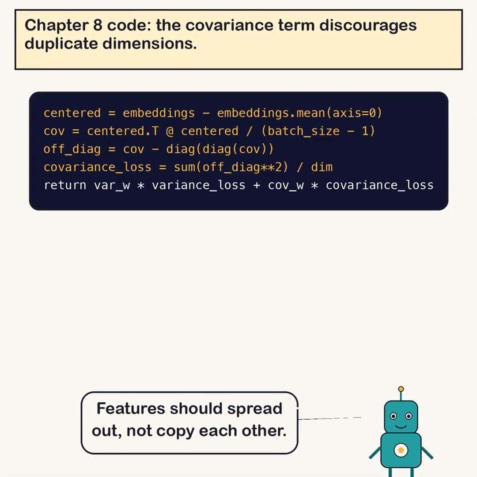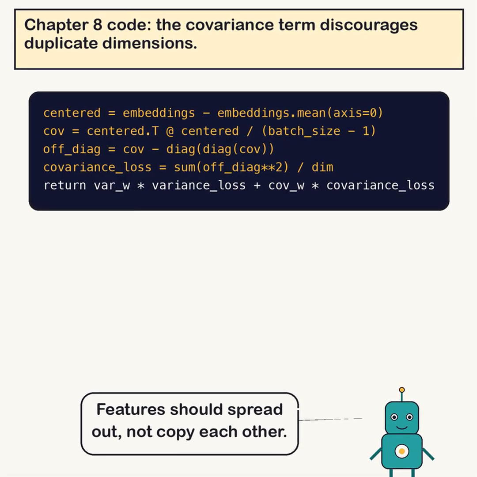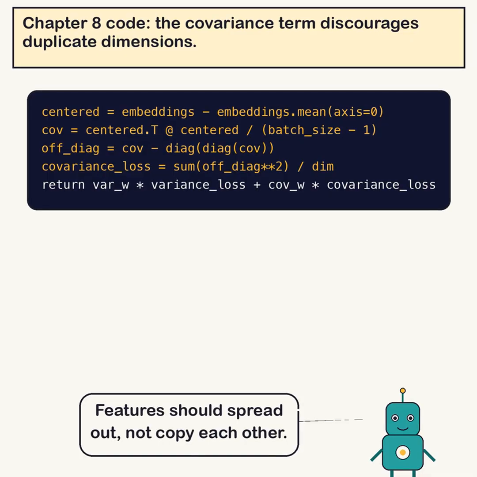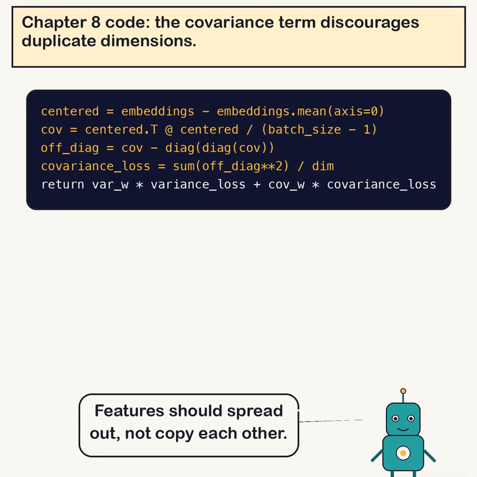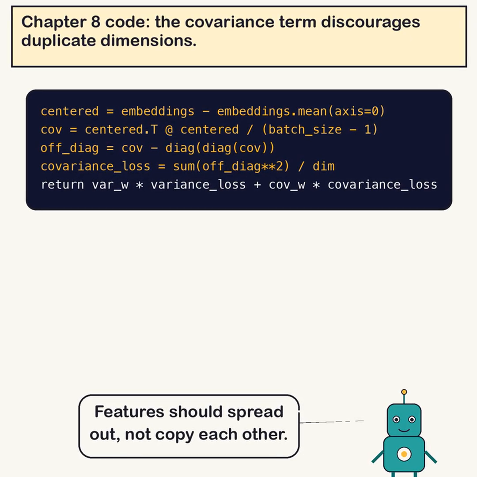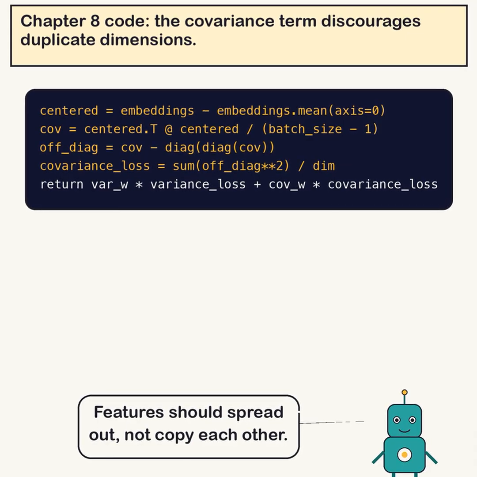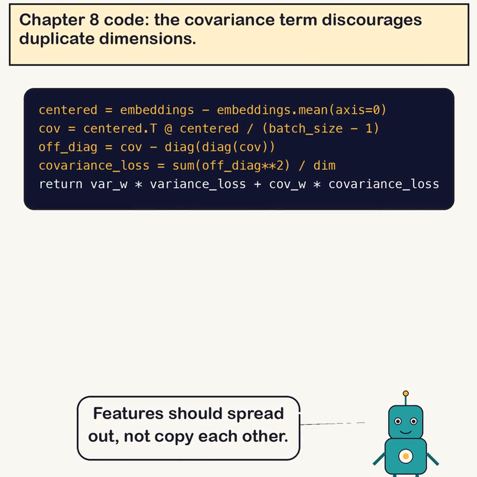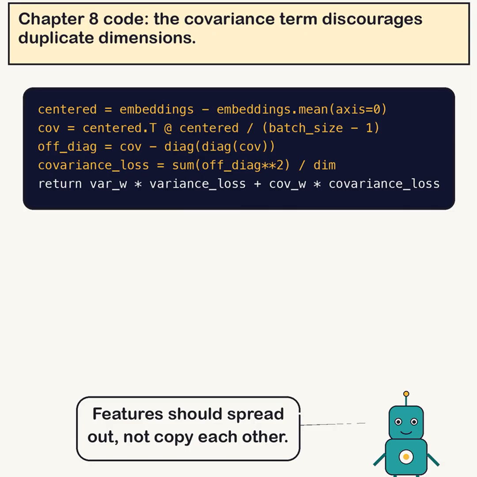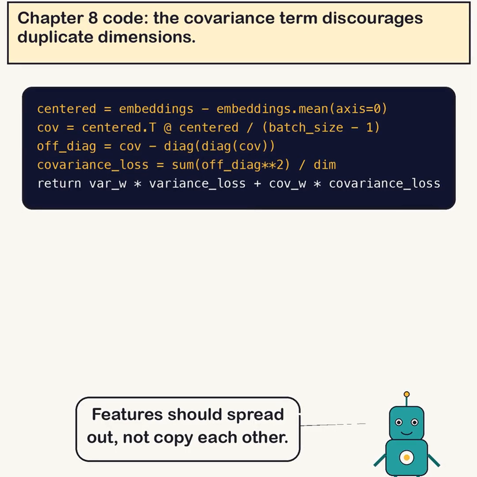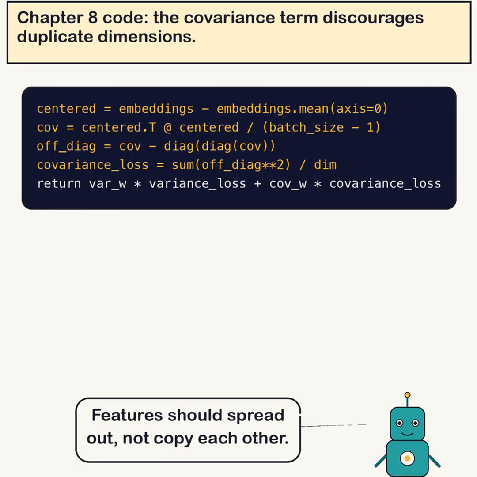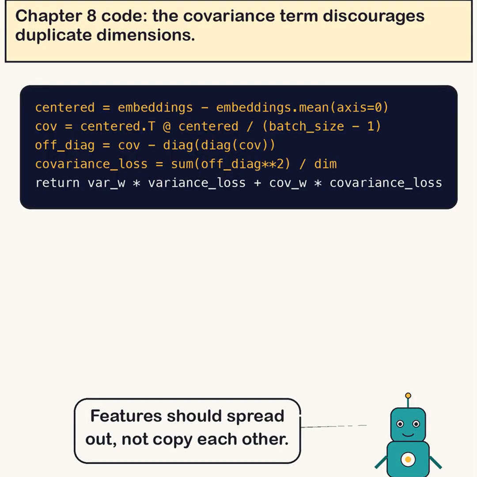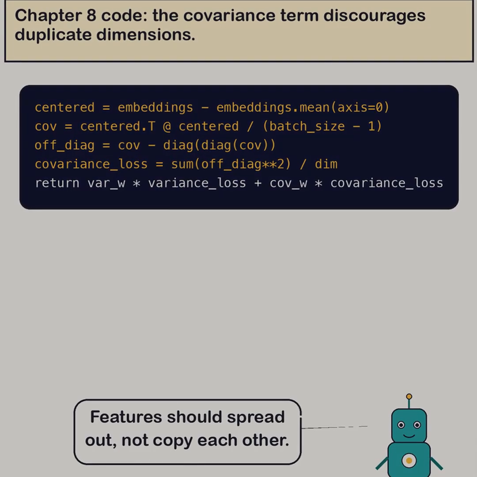The covariance term asks a different question. Are dimensions learning different jobs? Centering removes the batch mean so covariance measures co-movement. The diagonal is removed because a dimension may vary with itself. Off-diagonal penalties push dimensions away from copying each other, preserving capacity for downstream tasks. Real-world analogy. The covariance term is like stopping a team of analysts from all doing the same job and wasting the remaining desks. Features should spread out, not copy each other.